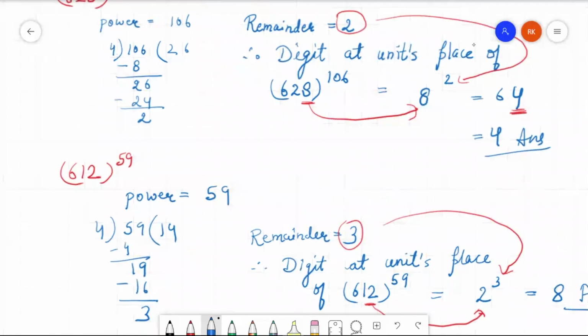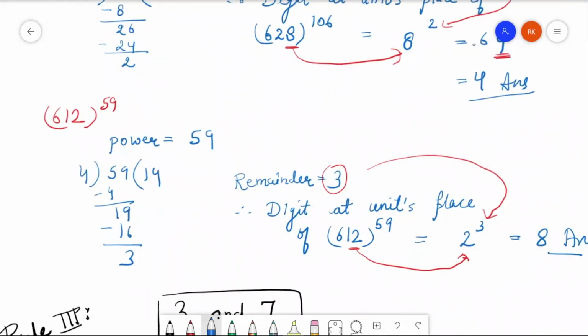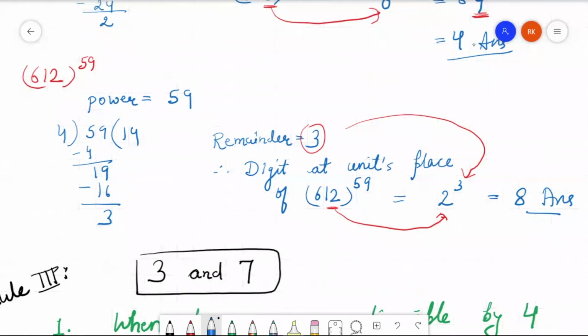Now next is 612 raised to the power 59. Here also the power is 59, which is not divisible by 4, and the units place digit is 2. So what we will do is first calculate the remainder. Here we are getting remainder as 3. Now the digit at the unit place will be 2 raised to the power 3. 2 is the digit at the unit place of the given number, raised to the power remainder, which is 8. So the answer will be 8.